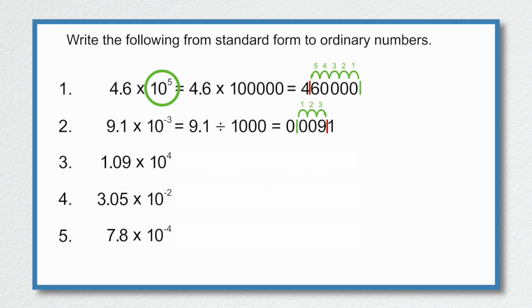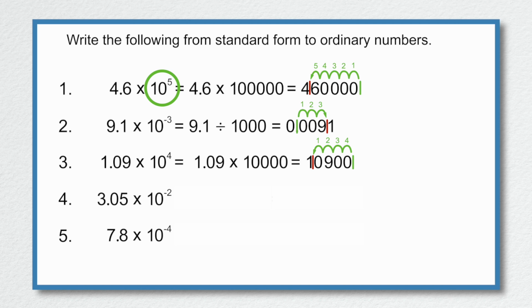9.09 multiplied by 10 to the power of 4. So that's going to be 9.09 multiplied by 10,000. And that gives us the answer 10,900. And if we check that, we can see we've got the right answer.